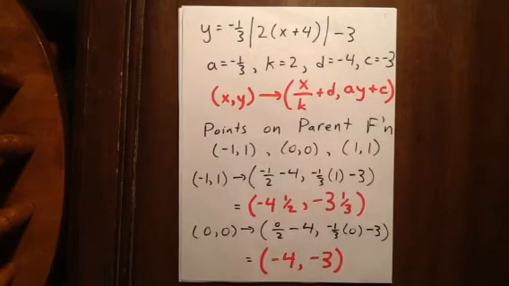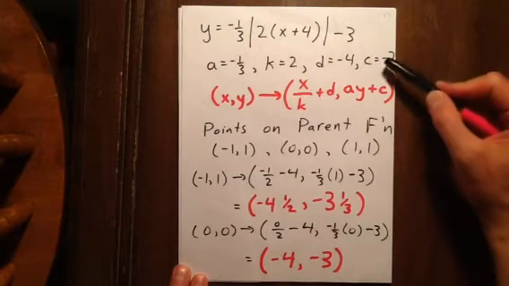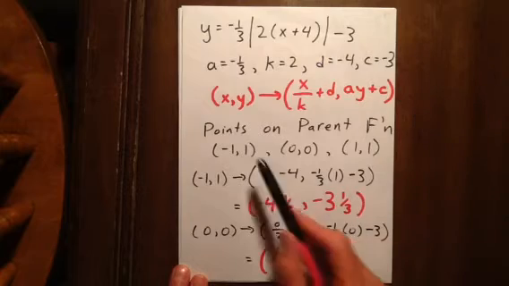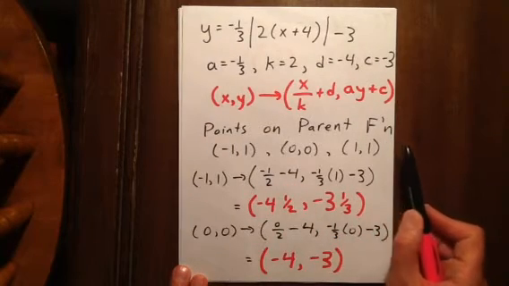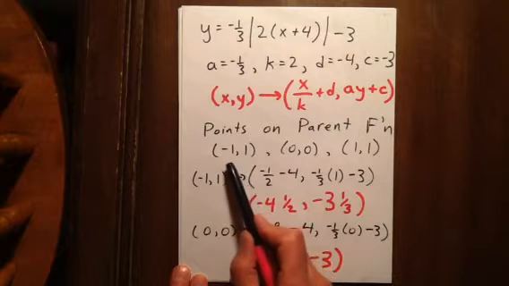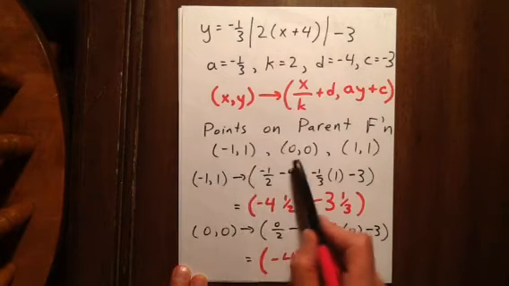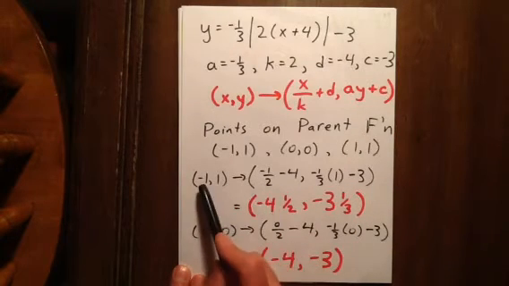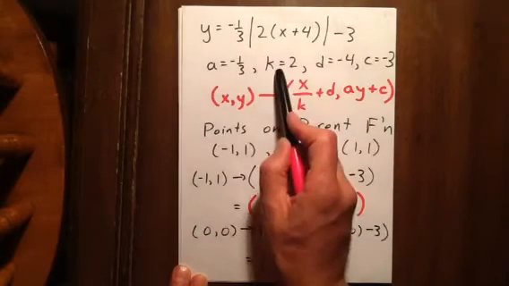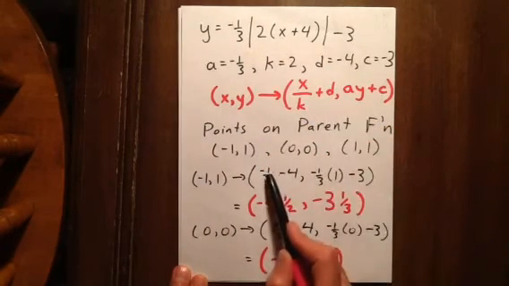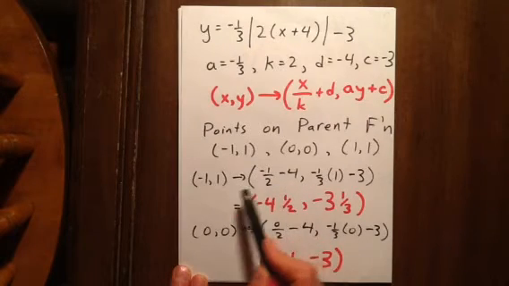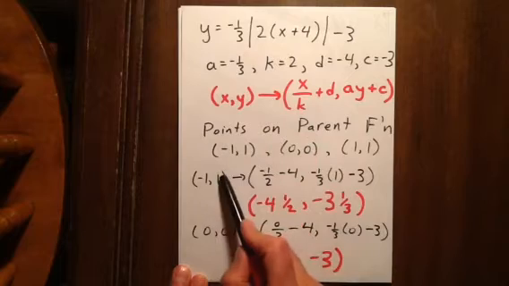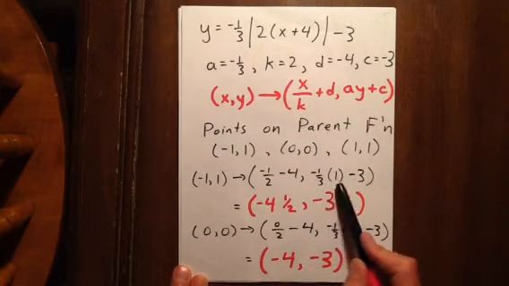Now, that's what it is verbally, but to do justice to the graphing, we should have some precise points. So what we do is we restate the equation, and we restate our a, k, d, and c values, and then we try to recall some points on the parent function. Well, y equals the absolute value of x has these 3 key points: negative 1, 1, 0, 0, and 1, 1. So we're going to take the point negative 1, 1 and put it through the mapping formula. x over k plus d, so negative 1/2 minus 4, comma, a y plus c, which is negative 1/3 times 1 minus 3.